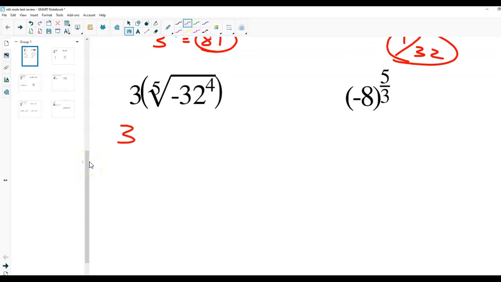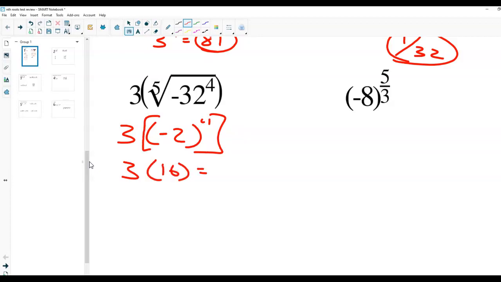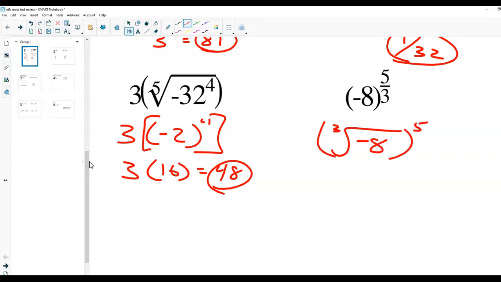Here, the 5th root of -32 is -2 to the 4th. -2 to the 4th is a positive 16. And then 3 times 16 is 48. We don't apply this outside number till the exponent's been dealt with. And finally, the cube root of -8 to the 5th. The cube root of -8 is -2 to the 5th. -2 to the 5th is -32.